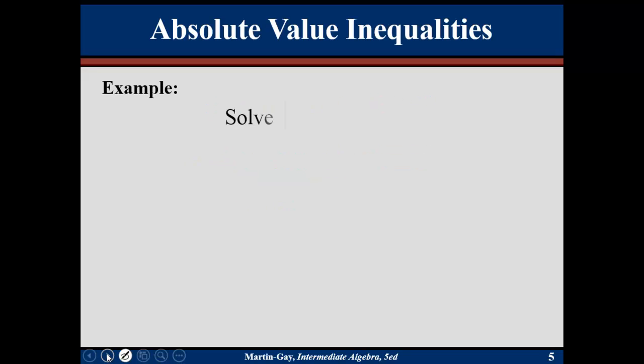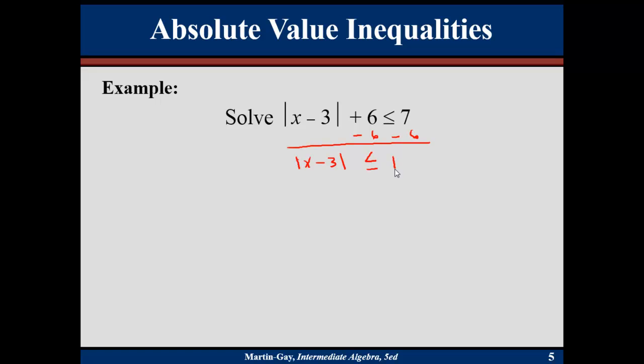Okay? So if we have the absolute value of X minus 3, plus 6, is less than or equal to 7, before we can do our case 1 and case 2, we need to subtract this 6 because it is not inside our absolute value symbols. And we get the absolute value of X minus 3 is less than or equal to 1. So again, it's absolute value of X is less than, so this is going to be an AND inequality. So now you would do your case 1 and your case 2.